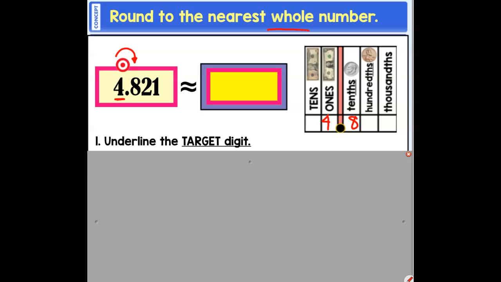Because I want to round to the nearest whole number, I'm going to stop with the whole number. I don't need a decimal point. I don't need any other places. The whole idea is I'm coming up with a simpler number to work with. 5 is definitely easier to count by, 5, 10, 15, than counting by 4 and 821 thousandths.